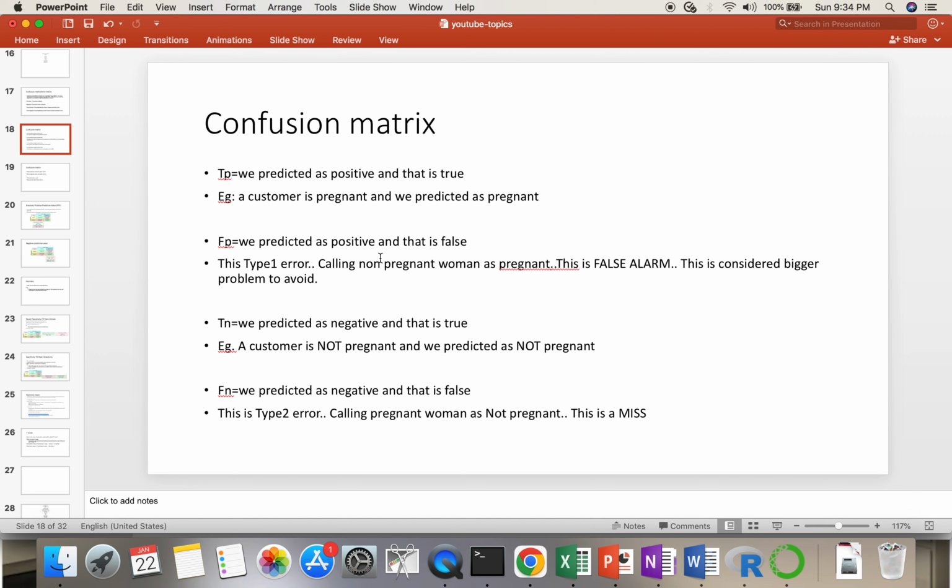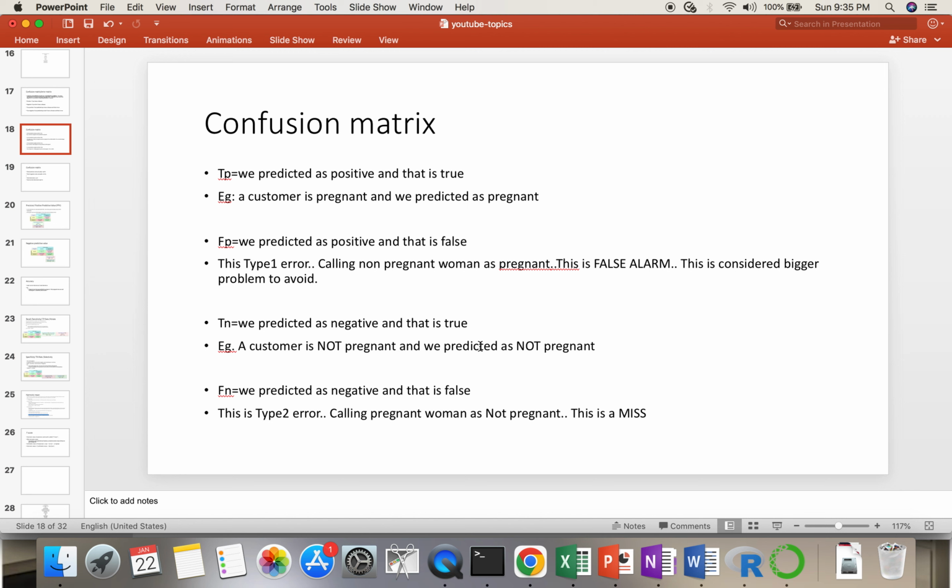False positive is when we predicted a woman is pregnant but it is false. She is not pregnant. That is a false positive. And this is called type 1 error, false positives, or false alarms. And this is considered a bigger problem to be avoided. So trying to decrease the false positive cases is generally considered important, but it depends on the business context.